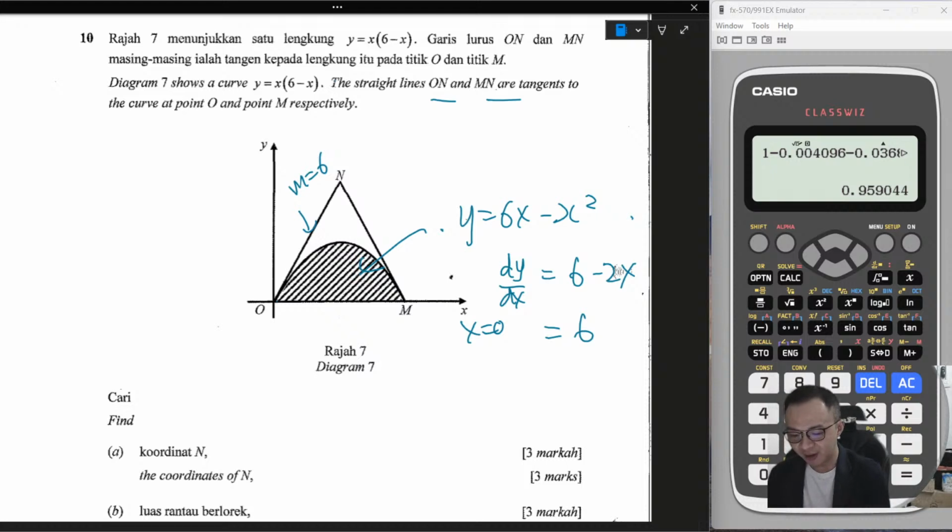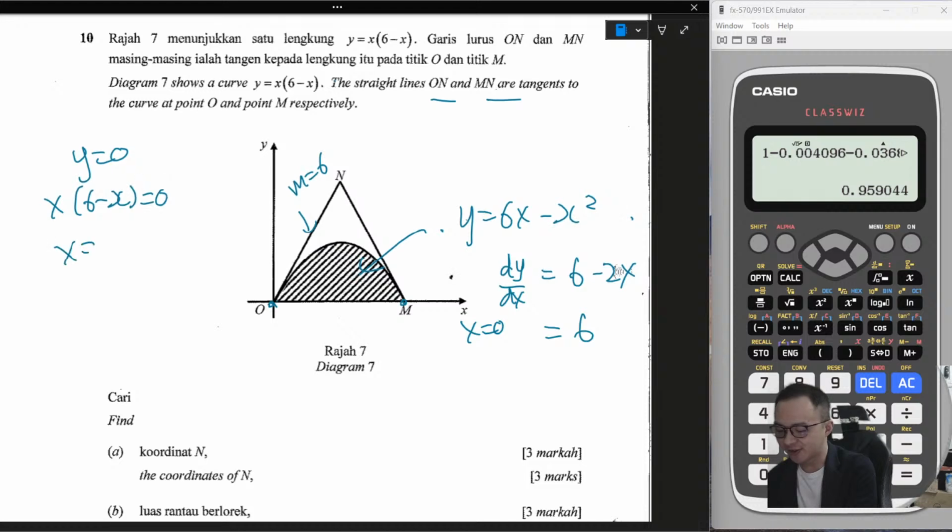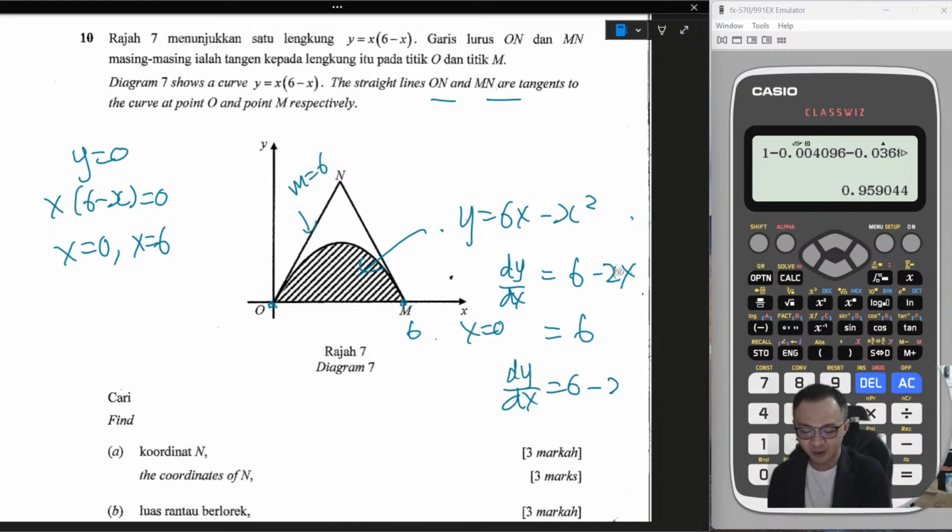Okay, and because this one, you can get an x-intercept, right? You make y equals 0, 6x minus x squared equals 0, x is 0 or x equals 6, right? So here will be 6. So then I will sub the 6 into dy/dx. This is 6 minus 2 times 6, so it's negative 6. So this gradient is negative 6.